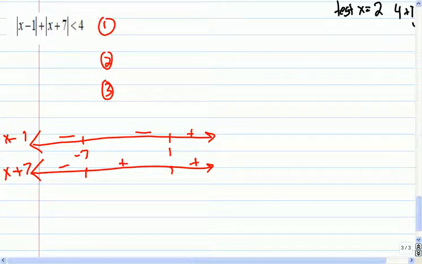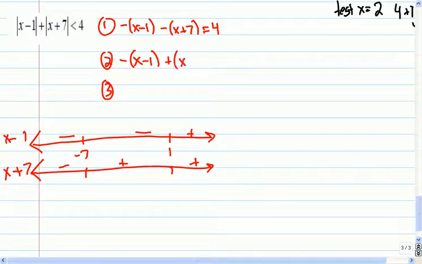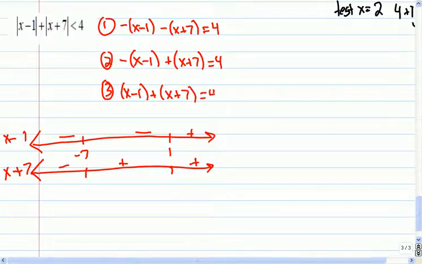So for my first equation, both are negative. So I get this equation. For the second one, x minus 1 is negative. And in the last one, they're both positive. So x minus 1 plus x plus 7 equals 4.